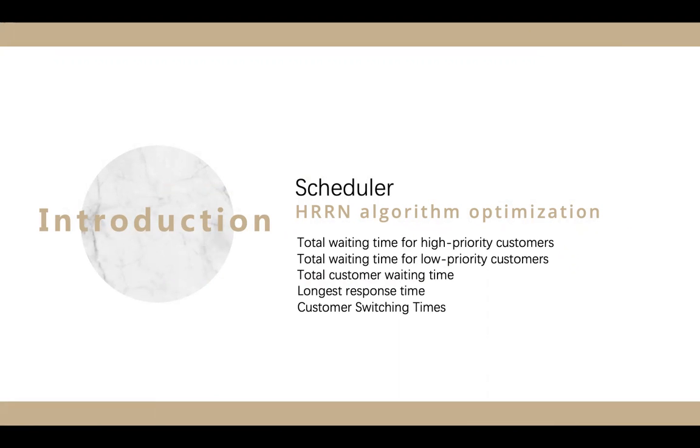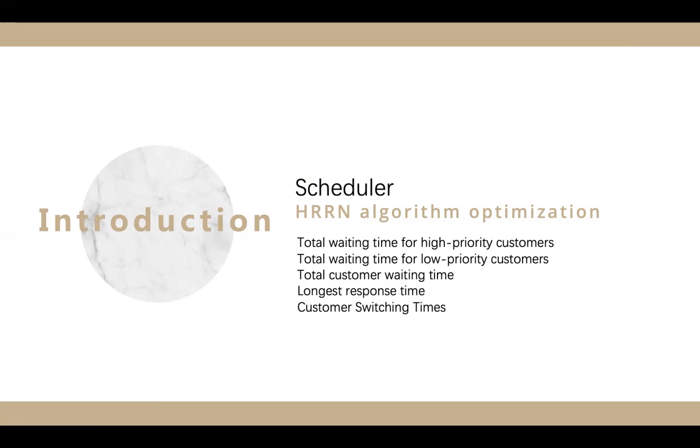Compared with the scheduling algorithm provided in the baseline.cpp, the total waiting time of high priority and low priority customers, the total waiting time of customers, the longest response time and the number of customer switching times have been significantly improved in 5 aspects.